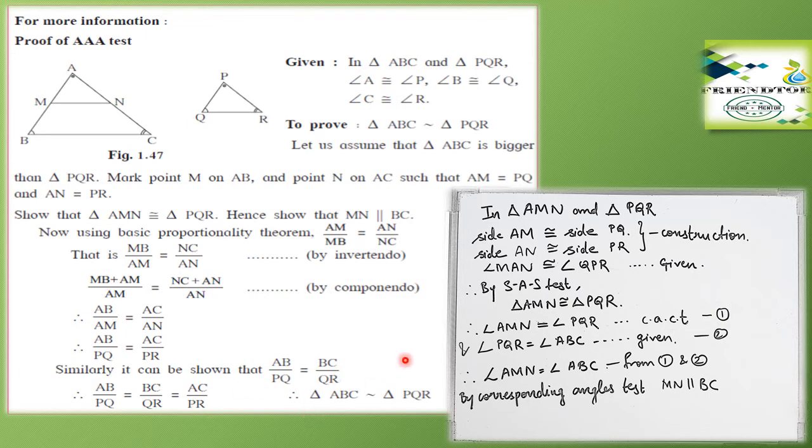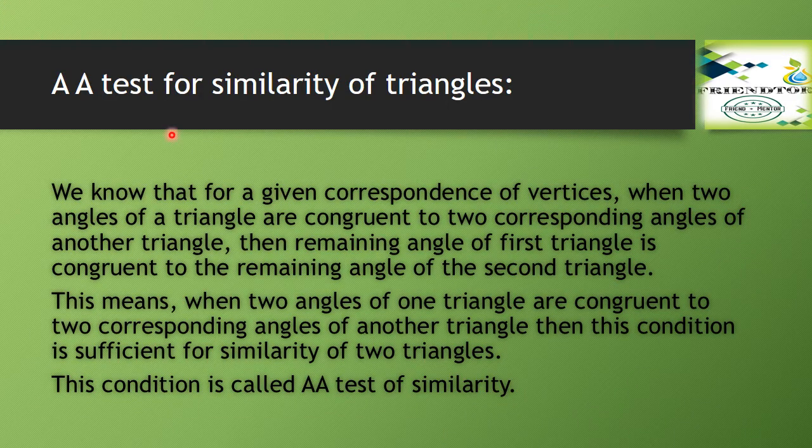So it is enough if we have two triangles and we are able to show that their corresponding angles match, then that's enough to say that they are similar triangles, okay, because naturally the proportion part will be satisfied. So this is the proof of that AAA test, okay. So now let's see what is next. Okay, AA test for similarity of triangles.